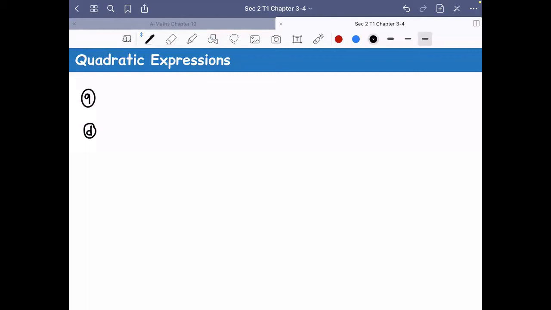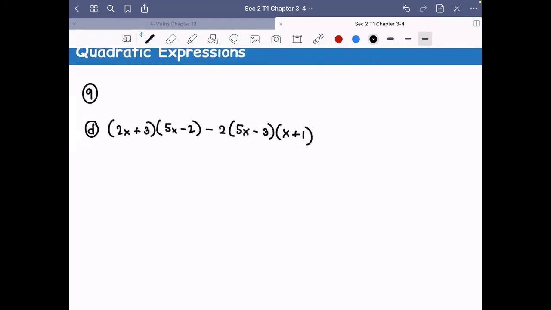Okay. So we have 2x plus 3 and then 5x minus 2 minus 2 times 5x minus 3, and then x plus 1. Okay, 2 minutes for number 9, letter D.